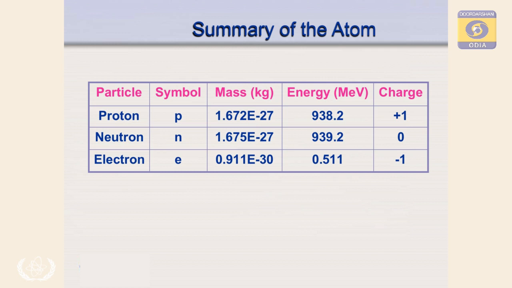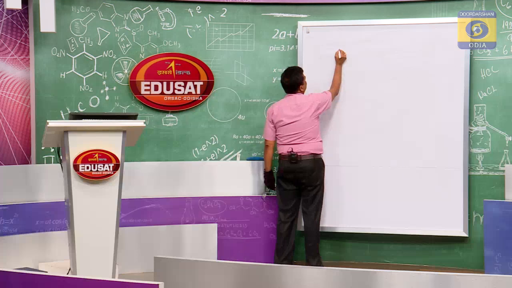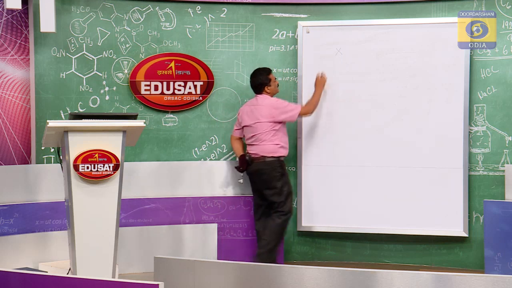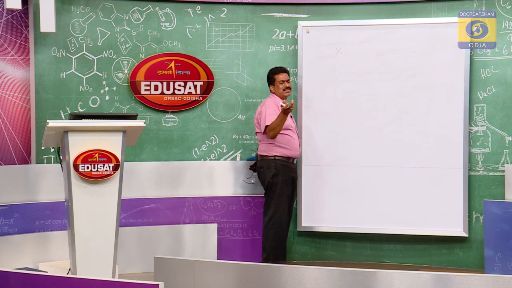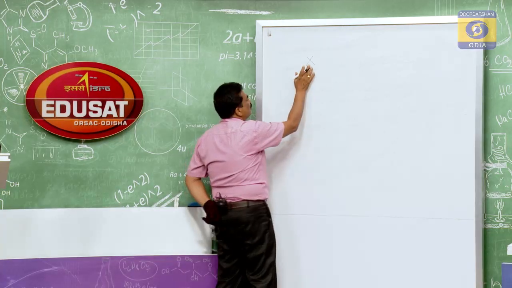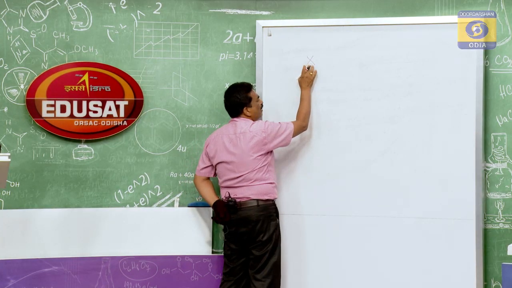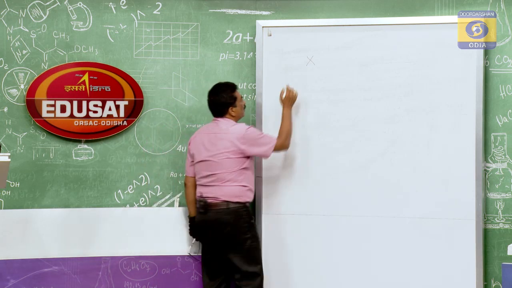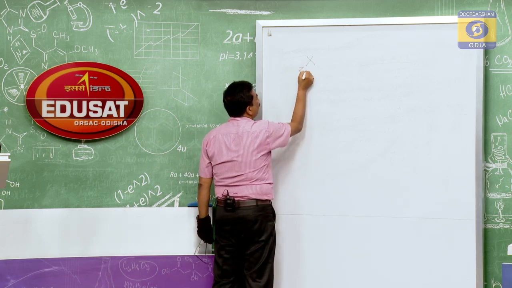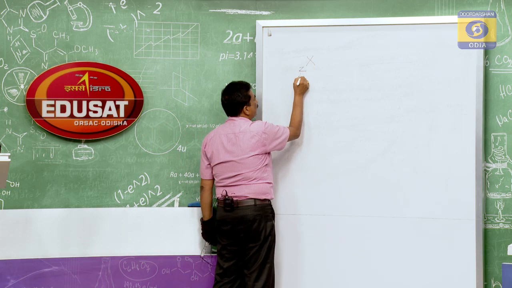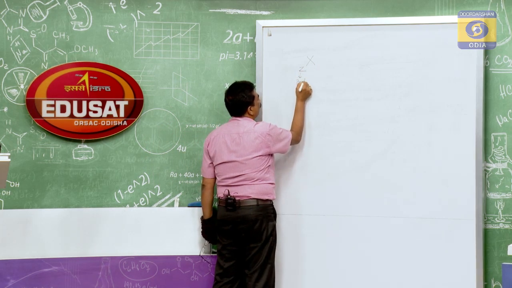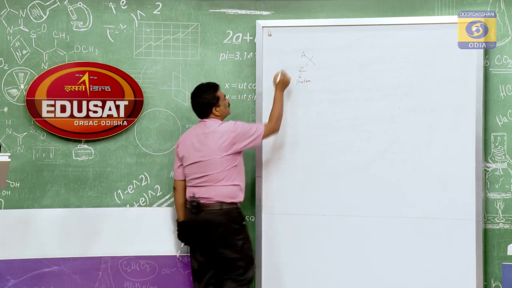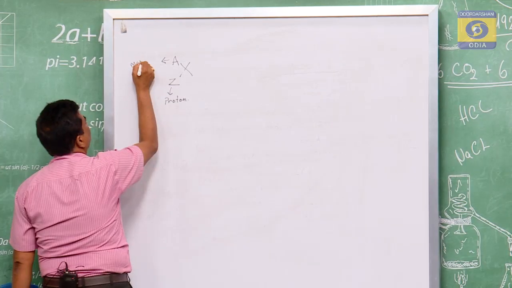So, if you go for the representation of any atom, that representation is generally taking place with the symbol X. As we are saying that we do not know anything, let it be X. This X means it will start from hydrogen up to the number of elements which are present in the periodic table. There it is represented by the symbol Z, which is the proton number, the number of protons. And there is a symbol A, and this A is the mass number.